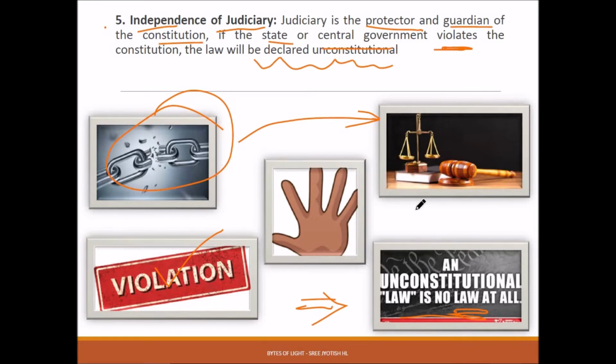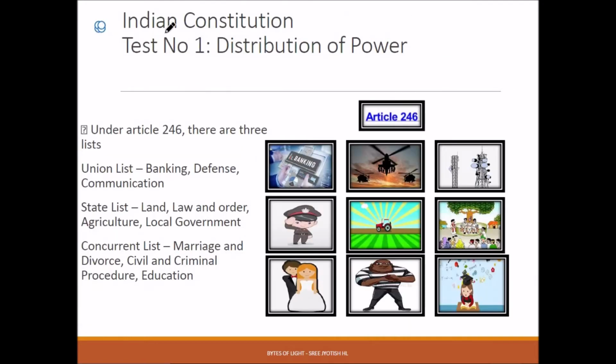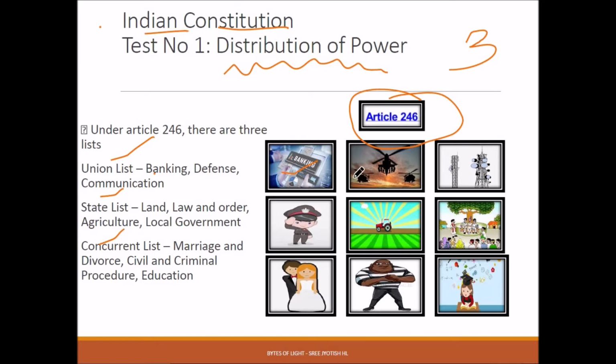Now let's look at the Indian Constitution and apply these 5 tests to it. First test in case of the Indian Constitution, that is distribution of power. Under Article 246, there are 3 lists, that is Union list, State list, and Concurrent list. Under Union list come banking, defense and communication. Under the State list come law and order, agriculture and local government, and under the Concurrent list come marriage, civil and criminal procedure, and education. So these are the 3 lists.